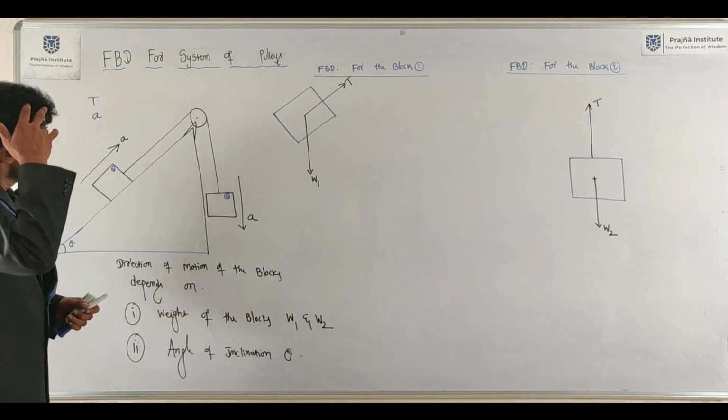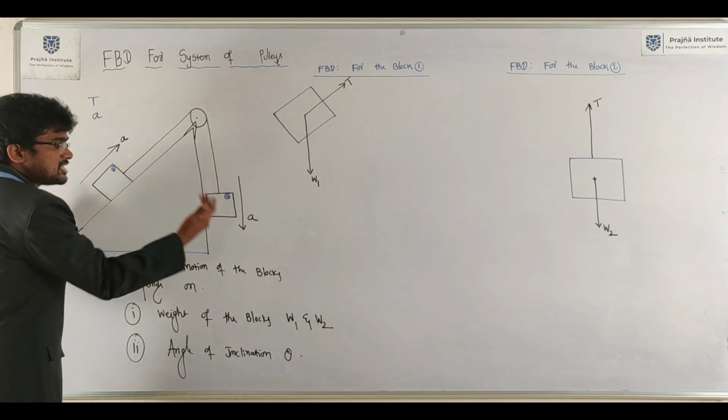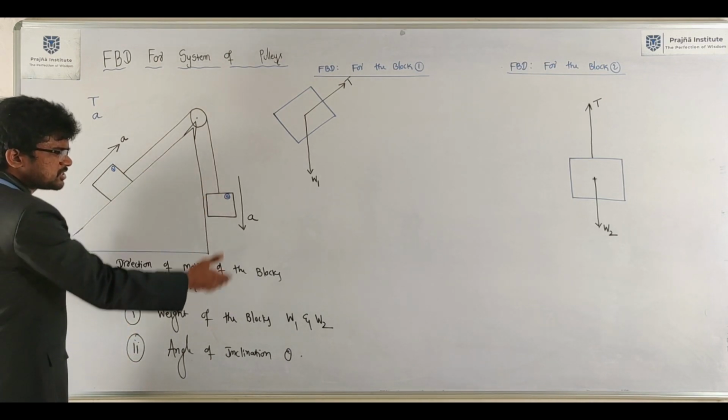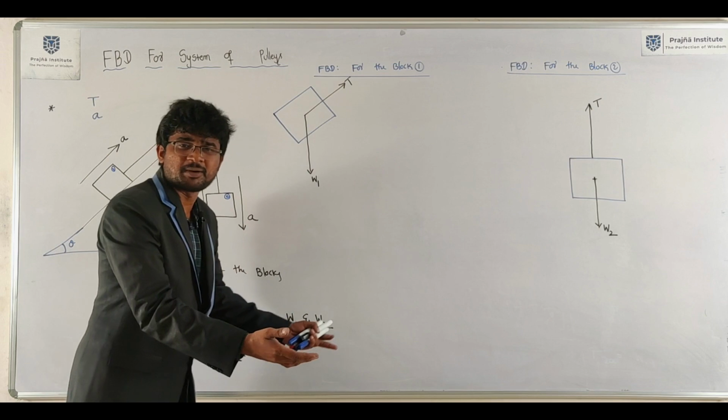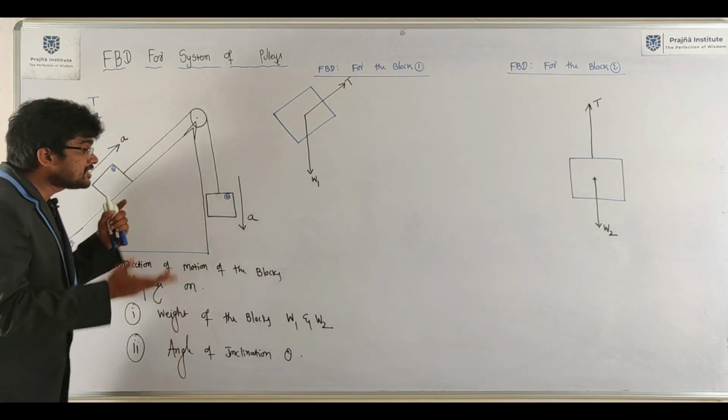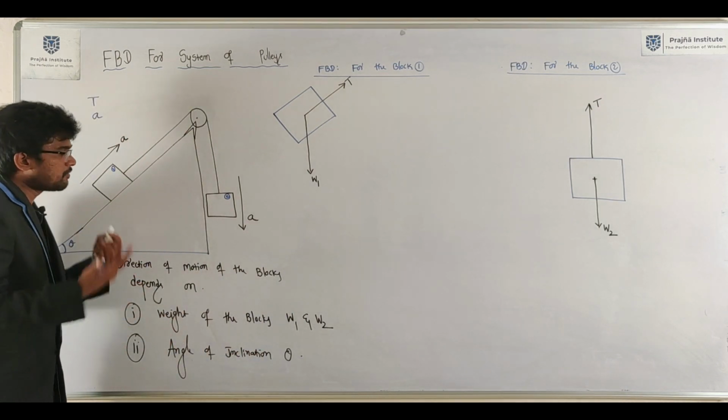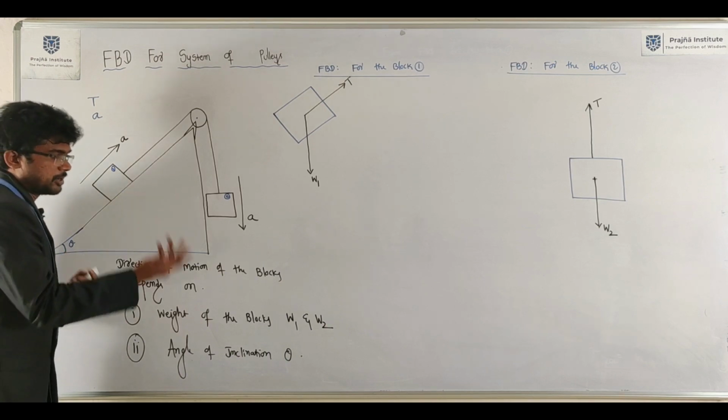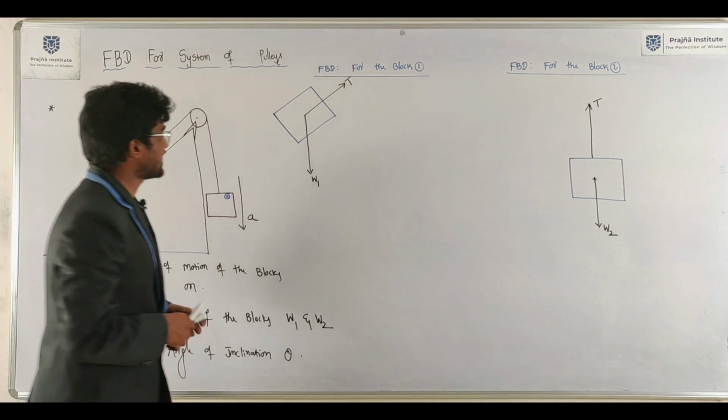So that is why I just assume one direction. I assume this particular direction, and I will solve the problem. If you get a negative value, in that case our assumed direction is wrong. If you get a positive value, our assumed direction is correct.